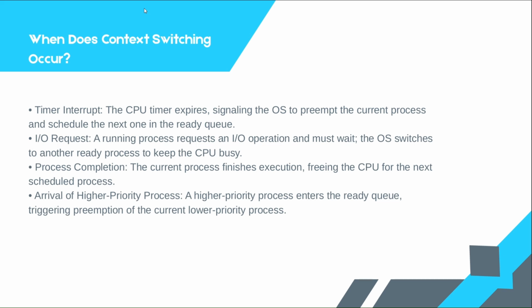Therefore, context switching occurs due to time quantum expiry, waiting for input-output, process completion, interrupts, and priority scheduling. These events ensure that the CPU is always used efficiently while maintaining fairness and responsiveness.